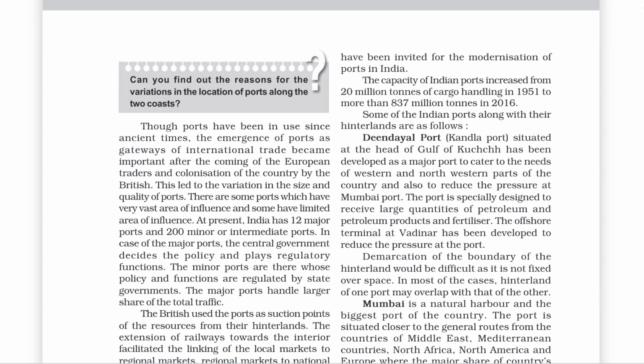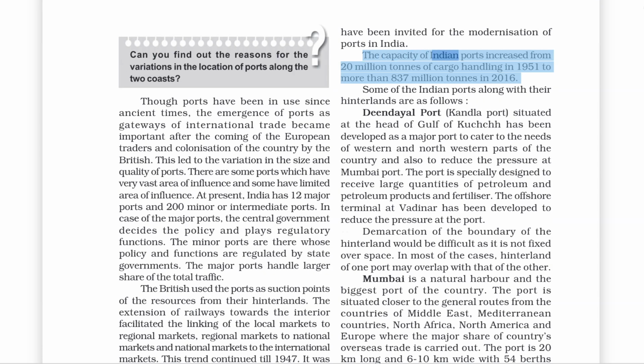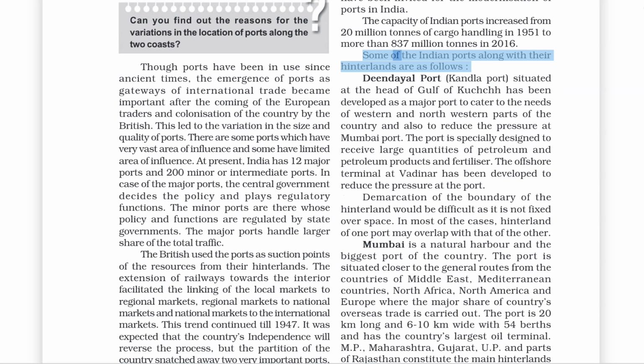Private entrepreneurs have been invited for the modernization of ports in India. The capacity of Indian ports increased from 20 million tons of cargo handling in 1951 to more than 837 million tons in 2016. Some of the Indian ports along with their hinterlands are as follows.